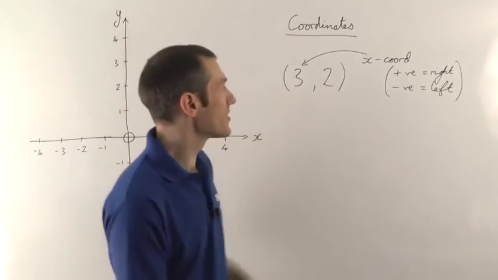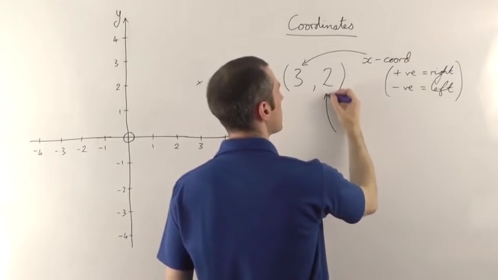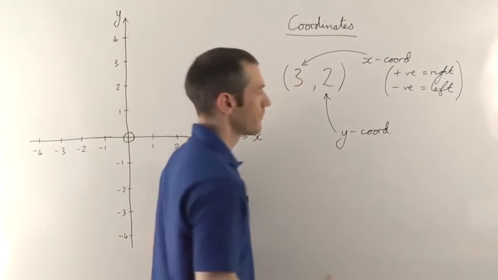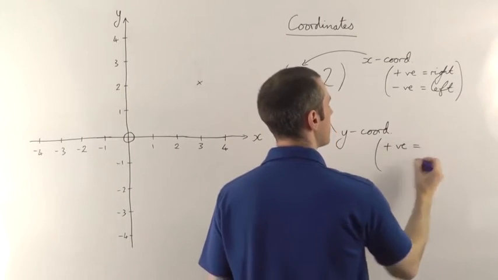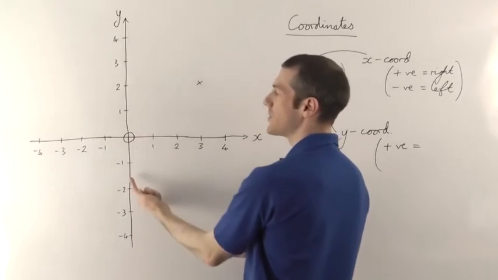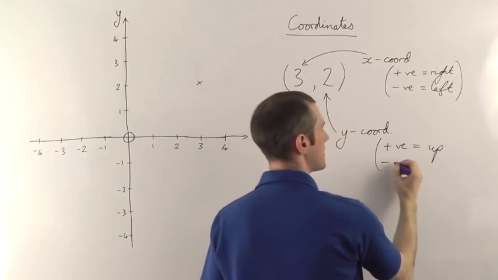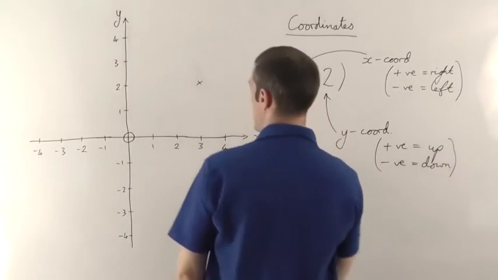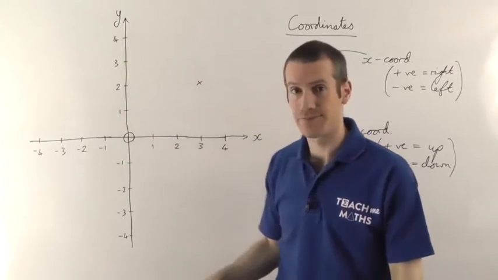But coming back to my coordinates now, the first one is the x coordinate, the second one here is the y coordinate. And again, if the y coordinate is positive, like 2 here for example, that means you're going up. But if it's negative, that means down. Which again just matches the axis. Positive numbers go up, the negative numbers go down.